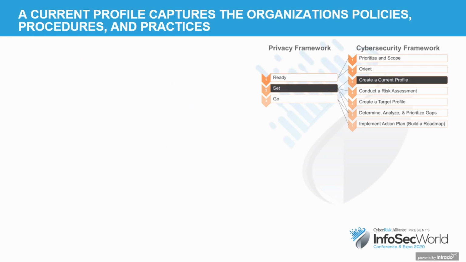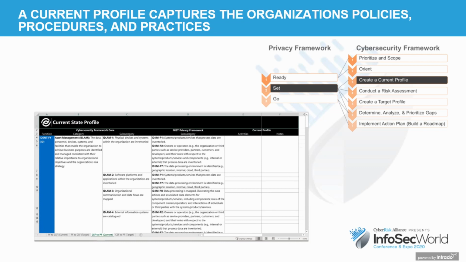Okay, so the next step we're going to take a look at, we're going to move into the Set phase for the privacy framework, or the Create a Current Profile phase for the cybersecurity framework. And to do that, for this example, we're going to use a spreadsheet. I like using this just because it helps me provide a way to document it all, and I can have everything in a different column.